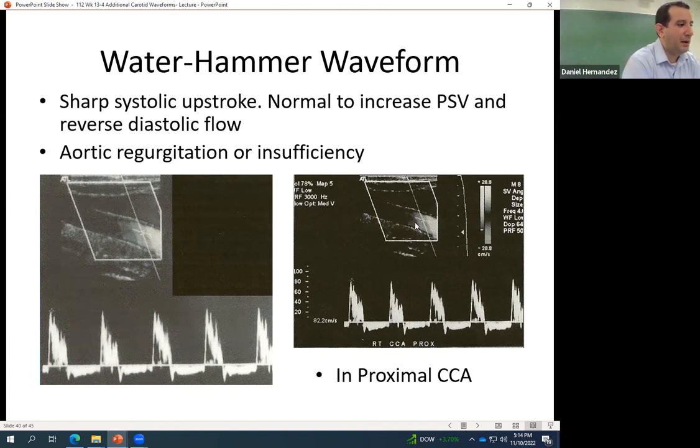We can also pick that up in the proximal carotid arteries, particularly on the left side. We should absolutely pick it up on the left side because it's coming right off that aortic arch. We can also pick it up in the proximal right side as well. And this would indicate aortic regurgitation. So this is a water hammer waveform for our carotid Doppler when we get this holodiastolic flow reversal in our carotid arteries, in our proximal CCAs.